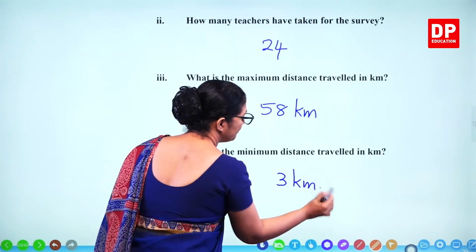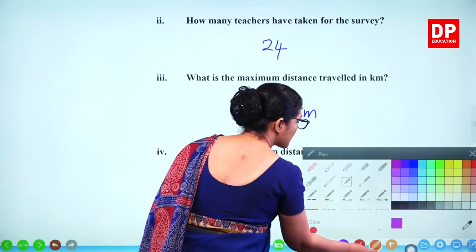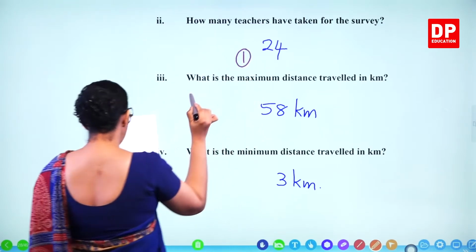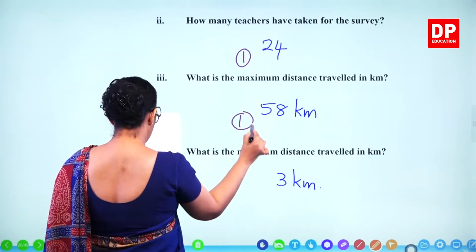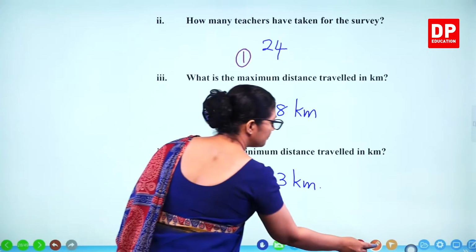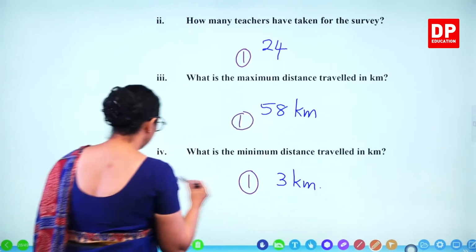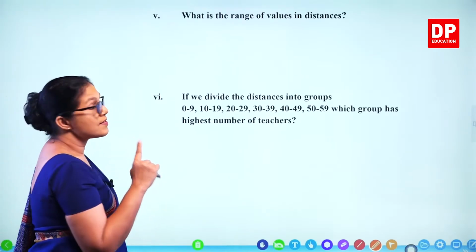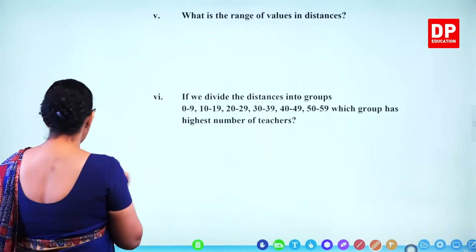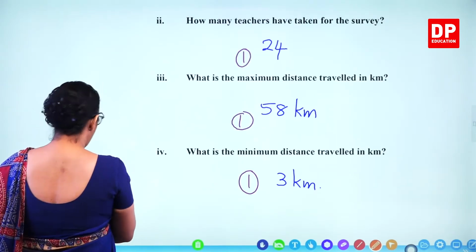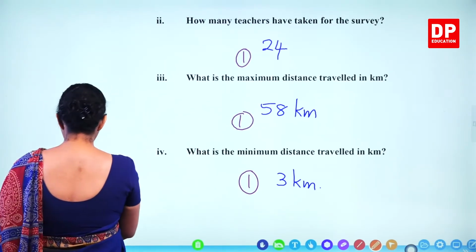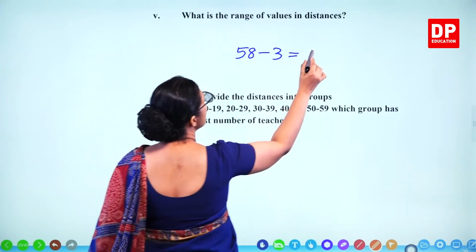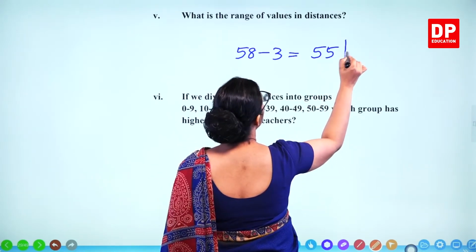So let's give marks. 1 mark here, 1 mark and 1 mark. What is the range of values in distance? Range means maximum minus minimum. 58 minus 3, that's 55 kilometers.